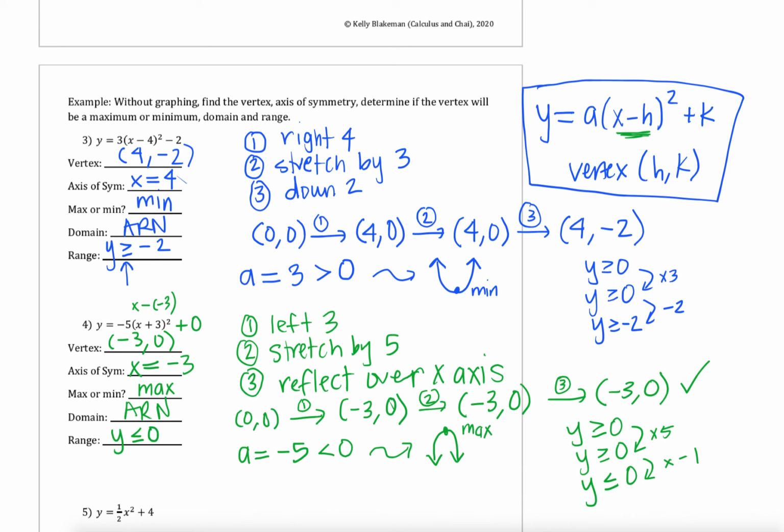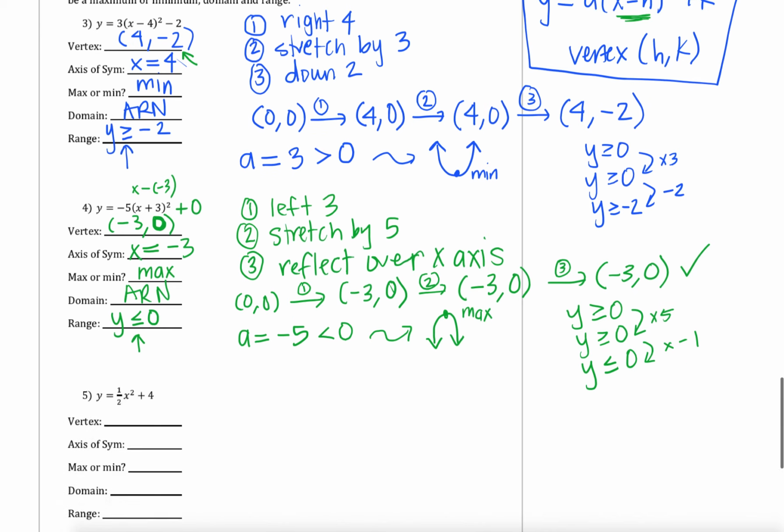Another way to verify that is since we know that our vertex was a maximum, that means that everything is underneath that vertex value, so that's another way that we can get y is less than or equal to 0. And again, that 0 is matching up with the y component in our vertex. Just like the negative 2 in example 3 matches up with that negative 2 in the y component of our vertex.